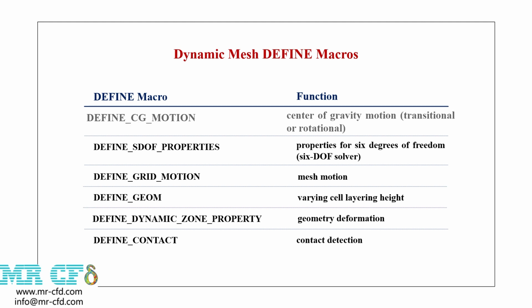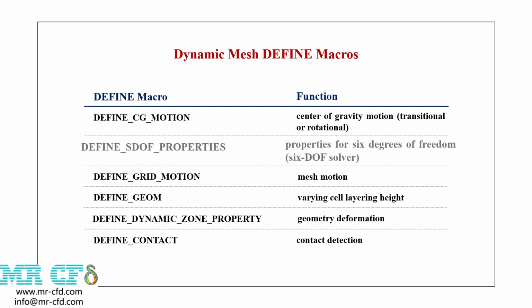CG motion macro, which is used to define a translational or rotational motion of the object's center of gravity. SDOF properties macro, which is used to define the characteristics related to the six degrees of freedom solver. Grid motion macro, which is used to define the mesh movement, i.e. different points or regions of the model grid undergo movement.